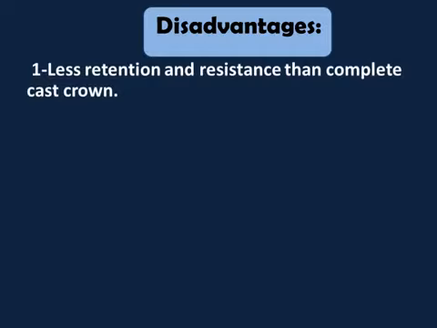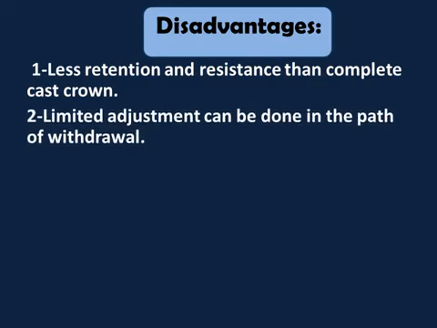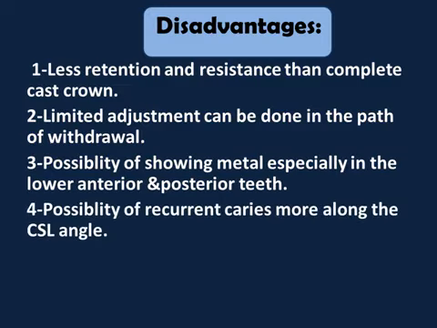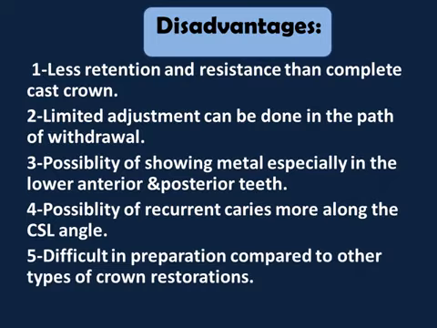But the disadvantages of a 3/4 crown will be, first, it has less retention and resistance than a complete cast crown. Second, limited adjustment can be done in the path of withdrawal. Third, possibility of showing metal, especially in the lower anterior and posterior teeth. Fourth, possibility of recurrent caries, more along the cavo-surface line angle. And finally, difficulty in preparation compared to other types of crown restoration.